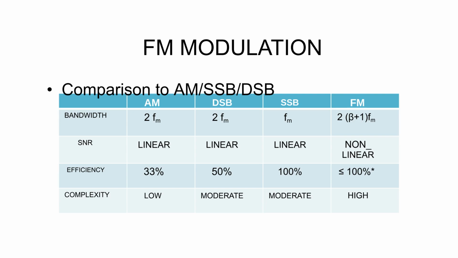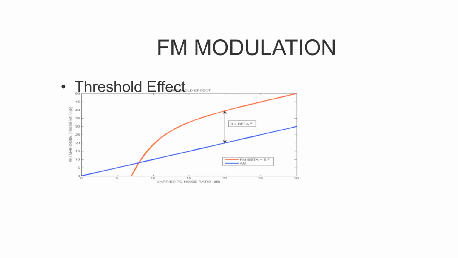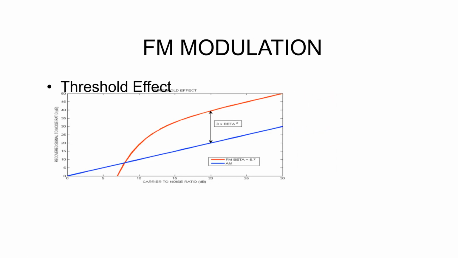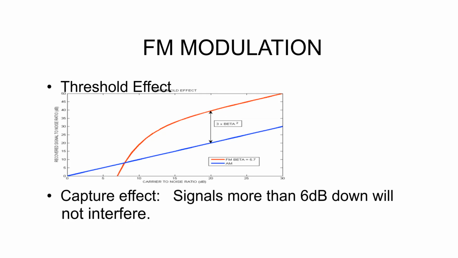The signal-to-noise ratio for FM is nonlinear, unlike the others. FM efficiency can be up to 100%, and its complexity is generally considered high. The threshold effect shows the trade-off between carrier-to-noise ratio and recovered signal-to-noise ratio for FM and AM. A key advantage of FM is the capture effect, where signals more than 6 decibels down in power will not interfere with the stronger signal.